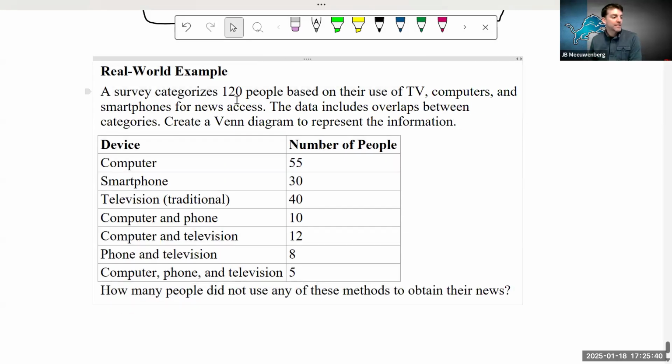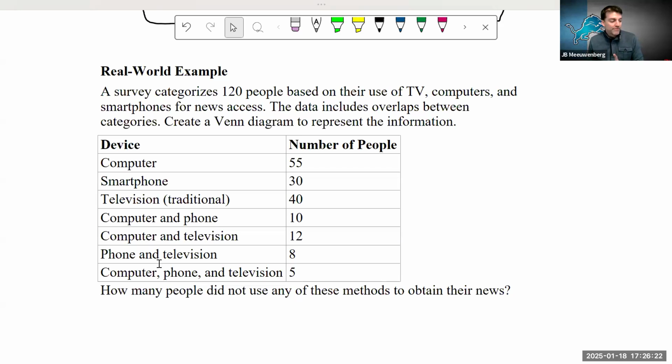a survey categorized 120 people based on their use of TV, computers, and smartphones for news access. The data includes overlaps between categories, which means that 55 people said they used a computer. Well, that also includes this group and this group, okay? So just keep that in mind. Create a Venn diagram to represent the information. So you're going to be designing a Venn diagram that shows all of this. And what that means is that every different region in your Venn diagram should have a specific number, okay?